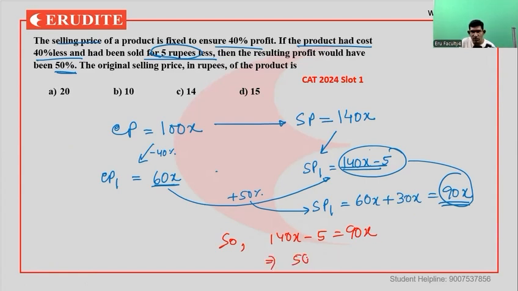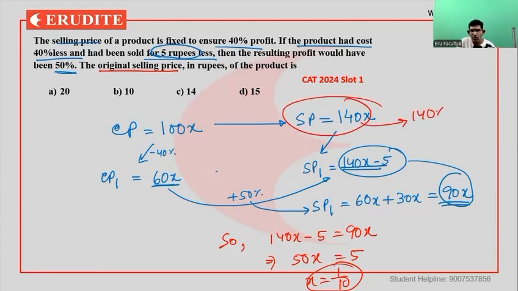So if I rearrange, 50x equals 5. So x equals 5 by 50, or 1 upon 10. That's all I need. So what's the original selling price? The original selling price was 140x. So 140 into 1 by 10 is 14. That's the simplest kind of question that you can expect.